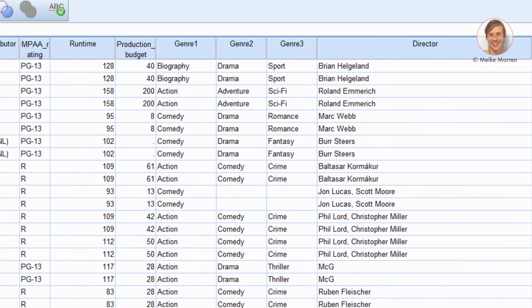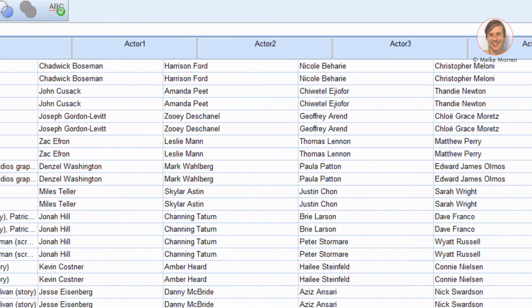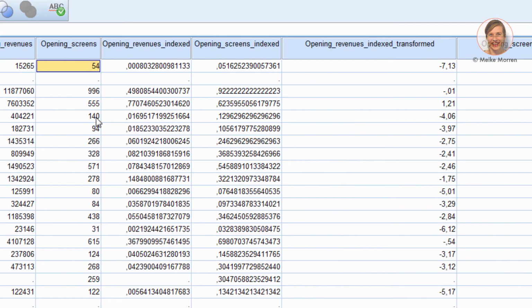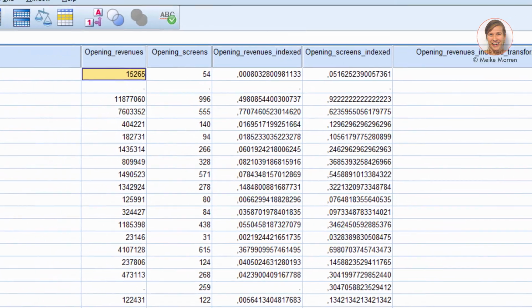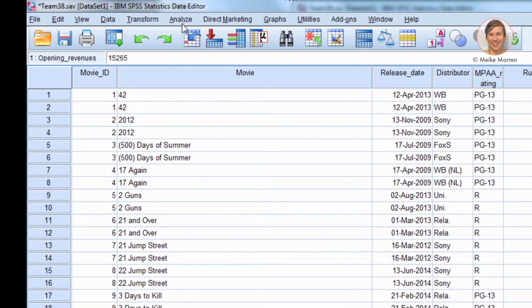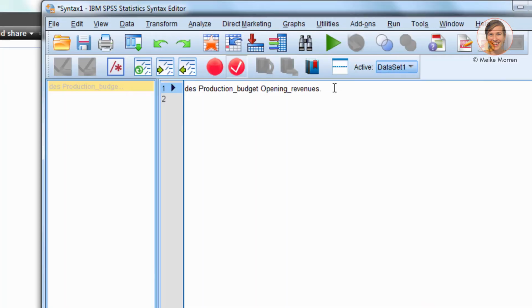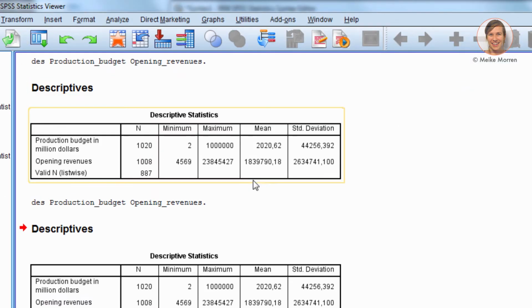For each movie we also know the budget. The budget is labeled in millions. So what I would like to do is do the analysis and see whether the revenue, which is the profit that has been made of a movie, here the opening revenues, is related to the budget. So first, to do that, of course, we need to see what we're dealing with. So let's first run the descriptives of the variables.